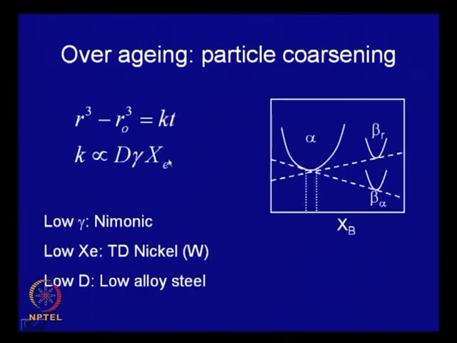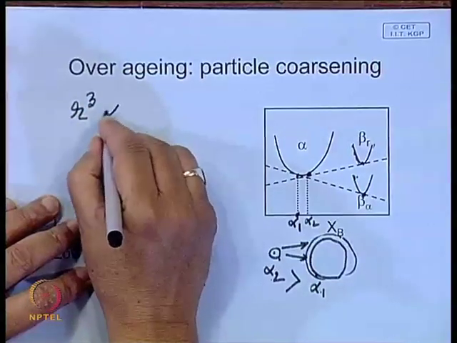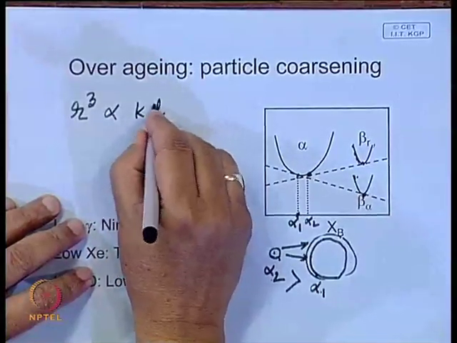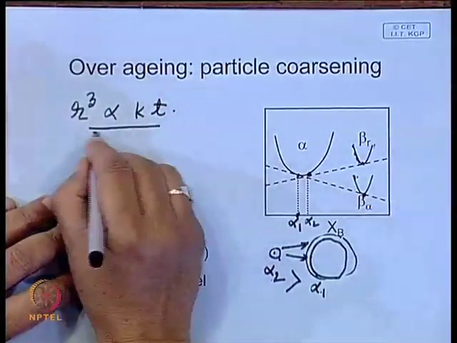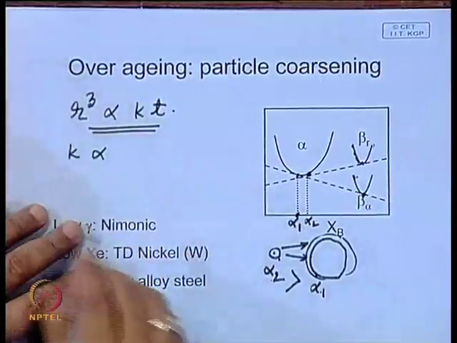It is possible to show that the process of ripening follows a kinetics something like this. This is the radius of the precipitate, and this is the original initial precipitate size. So, r cubed is proportional to a constant times t, and k is the rate constant.